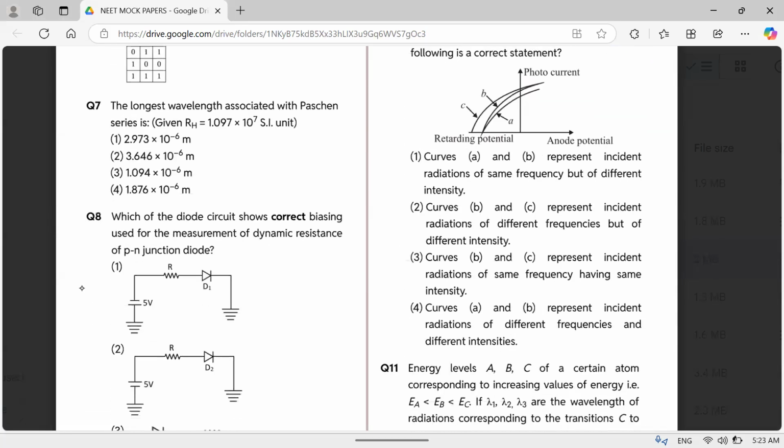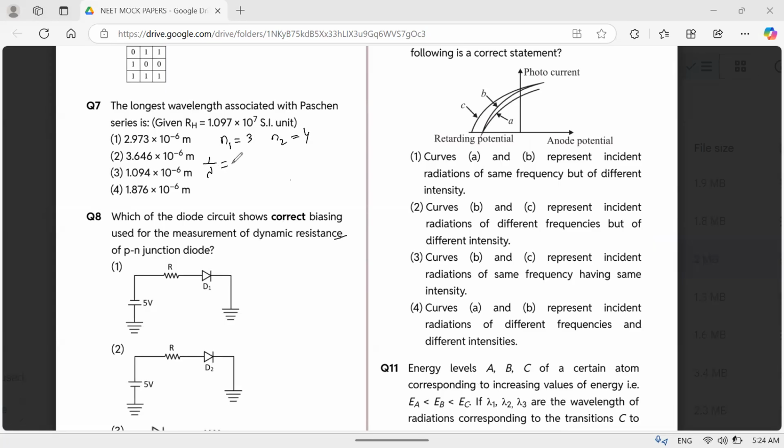Question number 7. The longest wavelength associated with the Paschen series is how much? Rydberg constant is given as 1.097 into 10 power 7 SI unit. Make it fast. For Paschen series, what is the value of N1, beta? N1 is equal to 3 and N2 will be equal to 4.